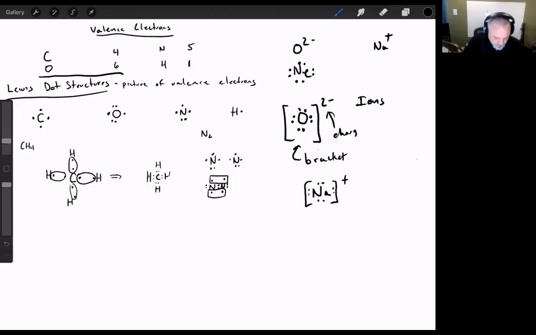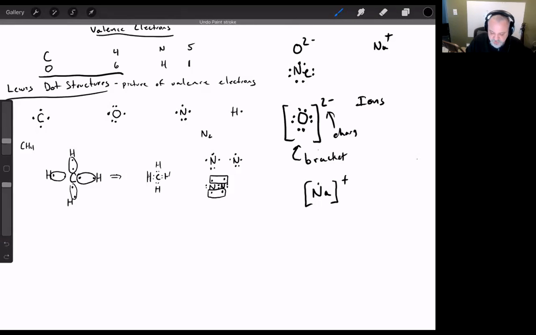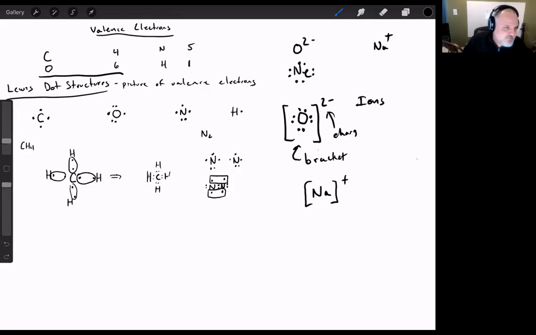We don't write the electrons. We don't show them. That's just convention. But that's why it takes a +1 charge, because losing 1 electron gets you to that 8 electron valence shell. So what if I wanted to talk about the Lewis dot structure of an ionic compound? Well, I would write down some brackets that indicate their charges.